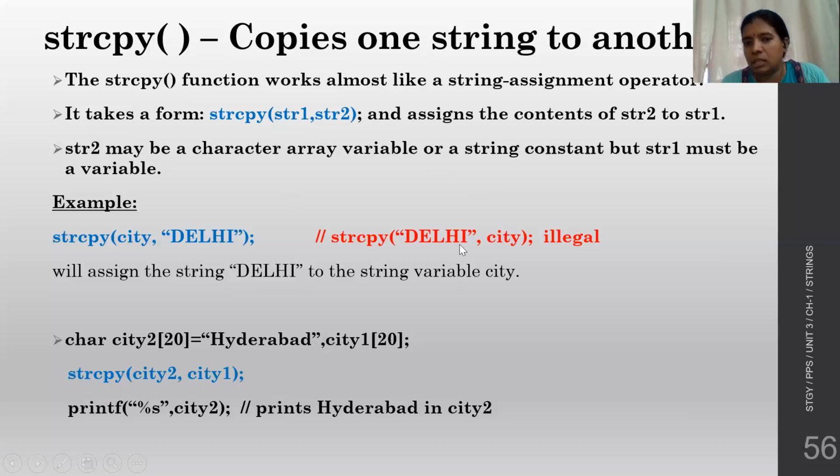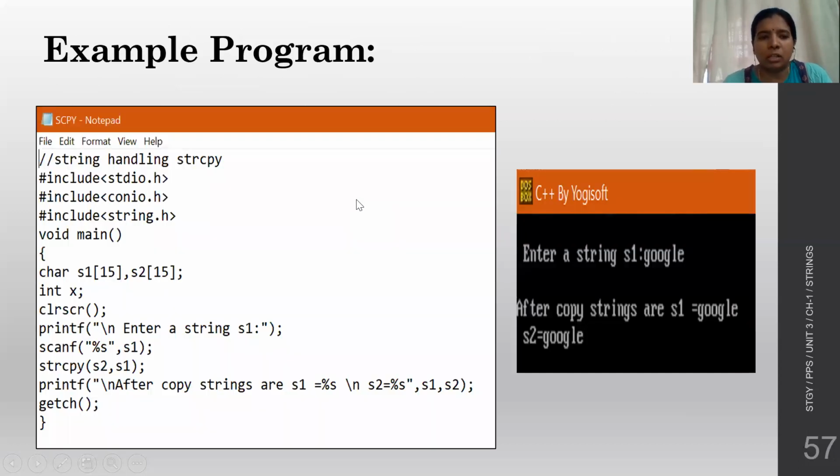I can't write Delhi comma city, which is illegal. Okay. So the first argument must be a variable and the second argument can be a variable or a constant. Example, I have a string S1. S1 I'm copying into S2. So when I execute this, enter a string: Google. After copying S1 is Google and S2 is also Google, because I wrote strcpy of S2 comma S1.